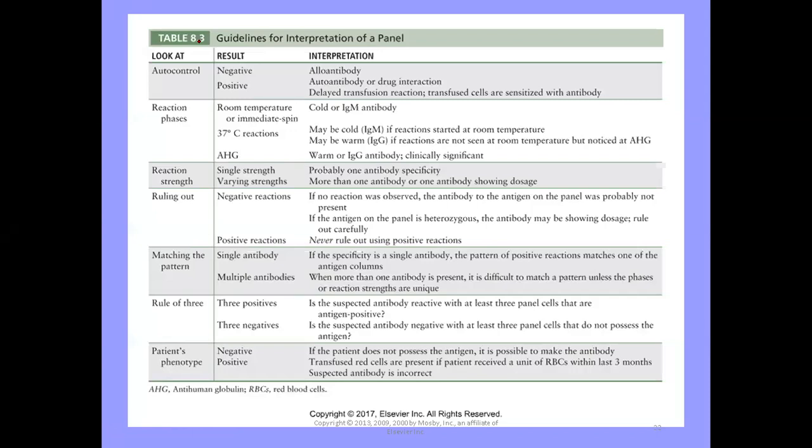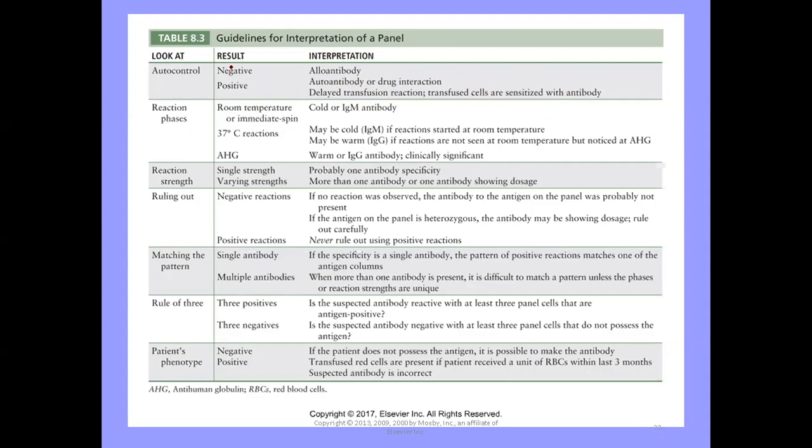Okay, so here we see table 8.3, which gives us some guidelines for interpretation of a panel. This is good to just basically review because we've talked a lot about it already. We always want to run the patient control or the auto control along with the panel. If the auto control is negative, it tells us allo-antibody, right? Directed against other. If that auto control is positive, it could be an autoantibody or a drug interaction. Or if they recently had a transfusion, it could be a delayed transfusion reaction where the transfused cells are coated with the antibody.